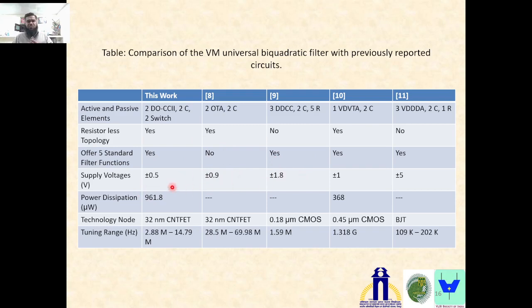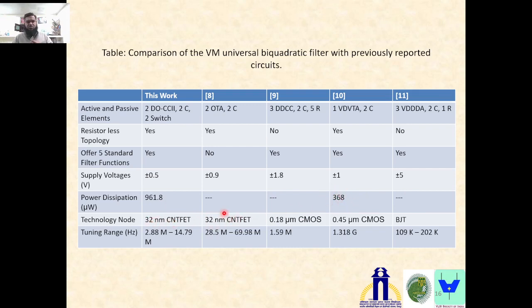These are the supply voltages. We have taken the lowest value of supply voltage. The power dissipation data is not available for these three, so we have compared only with two. It is a bit smaller than ours.